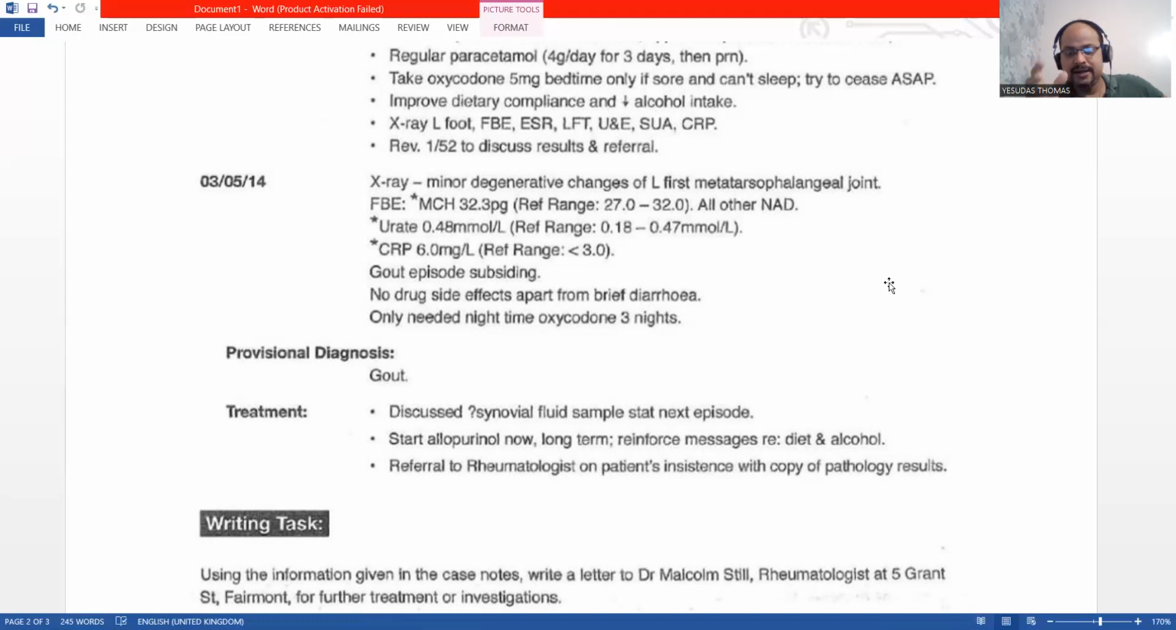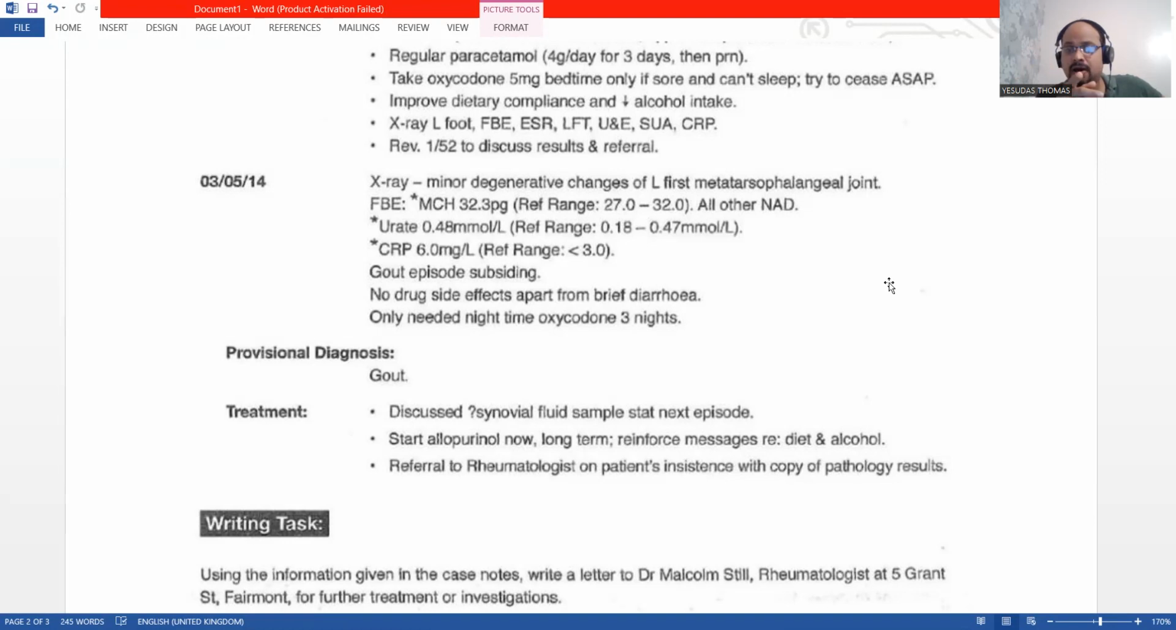Discuss synovial fluid sample stat next episode. So that comes later. So if you are informing the rheumatologist, it's okay. If you are not informing, that's also okay, because it has not yet been done. We just had a discussion whether to have a synovial fluid sample stat next episode. So right now we don't have the records of this thing. We have not sent this thing. We have no results of this thing. So that is nothing important to the rheumatologist right now, because we don't have any relevant records.